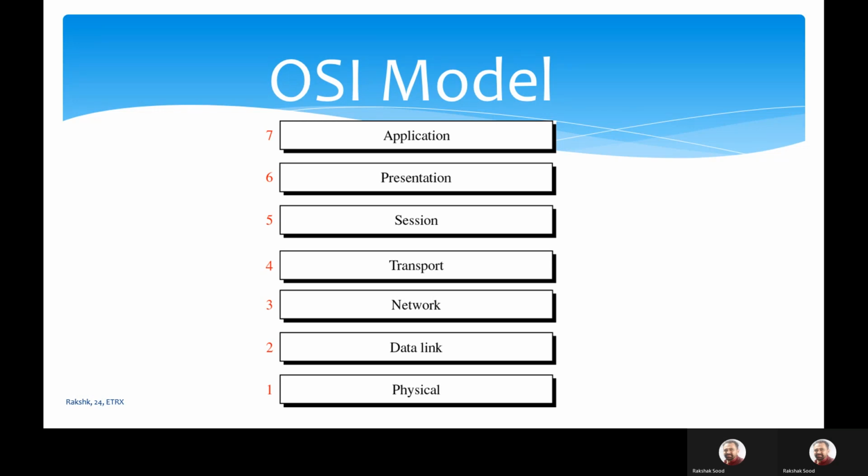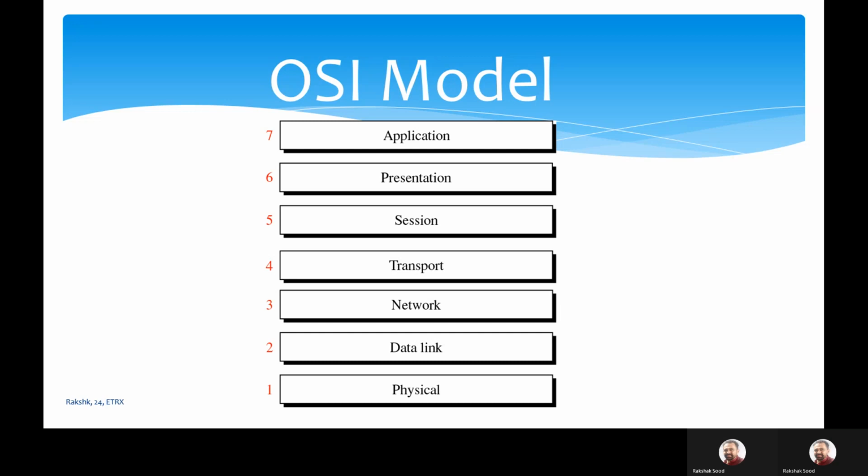These layers in the bottom to top approach, as we will be seeing in the curriculum also, are: the first layer is the physical layer, right at the bottom, followed by the data link layer, then the third layer is the network layer, followed by the transport layer, and the session layer. The sixth layer is the presentation layer, and the seventh and final layer is the application layer.